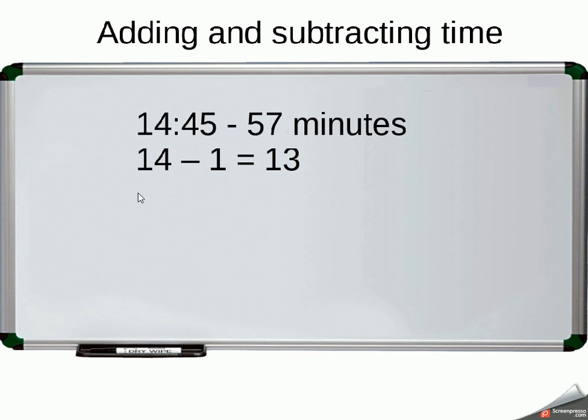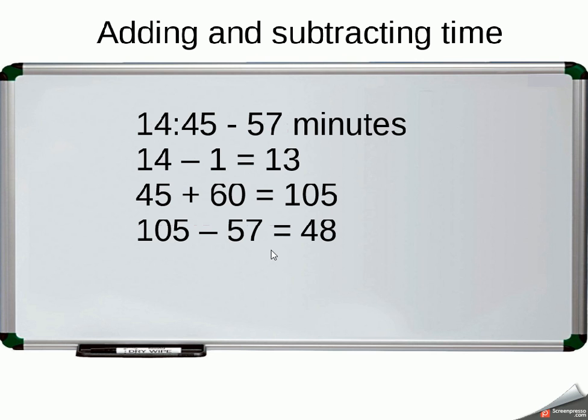So I borrow 1 from the hours and take 1 off it. So the hours, 14, becomes 13. And because I've borrowed 1, what I've now got is an extra 60 minutes. Every one of those hours that I'm taking off is an extra 60 minutes. So I can add that onto the minutes I've got already, the 45, and it becomes 105 minutes. So what I've got is 13 hours and 105 minutes.